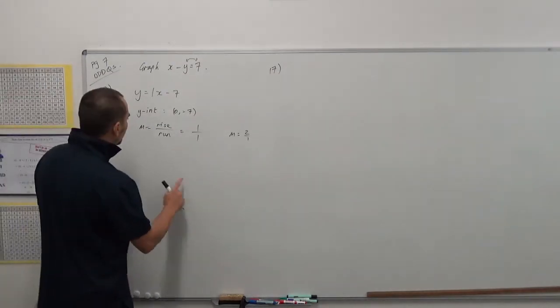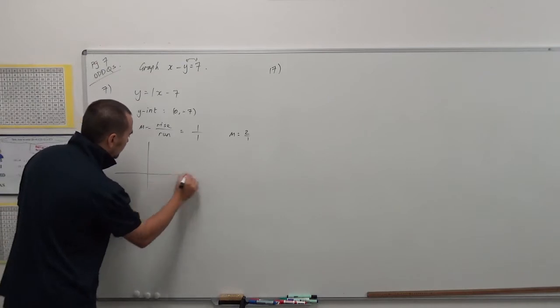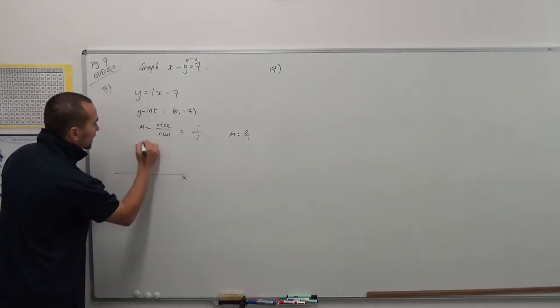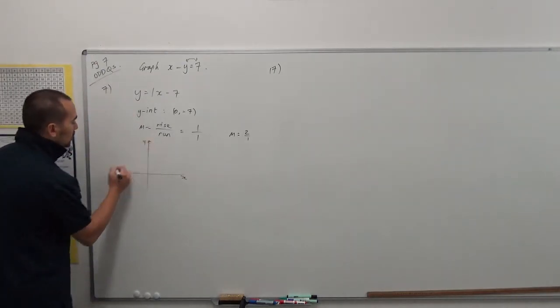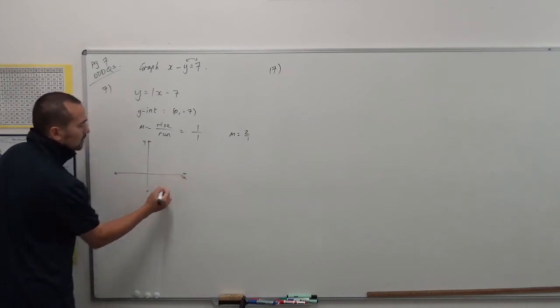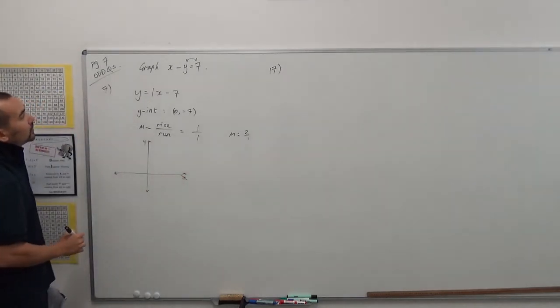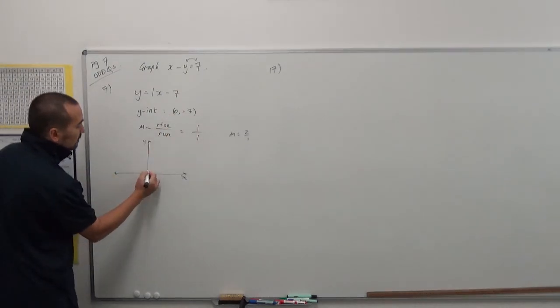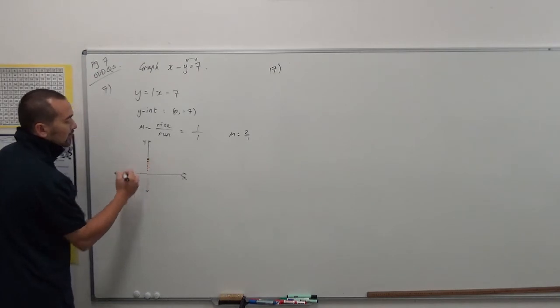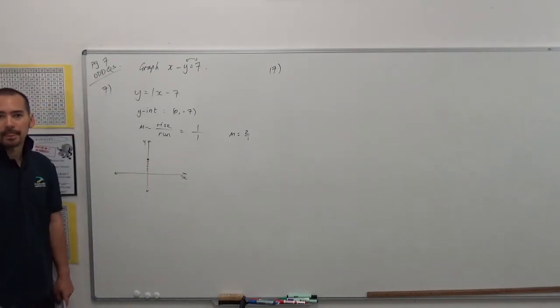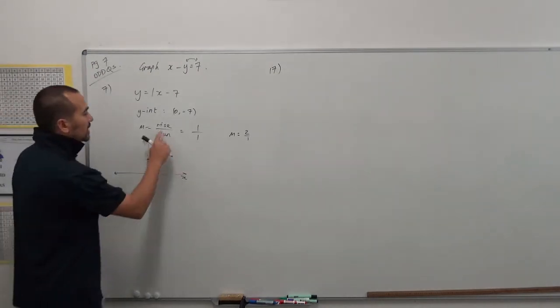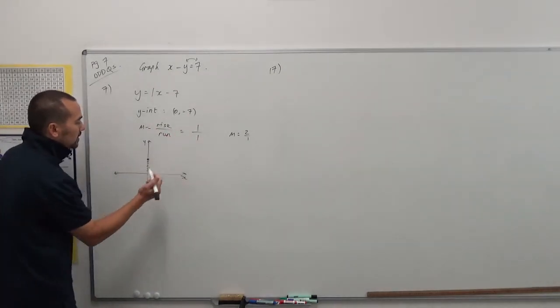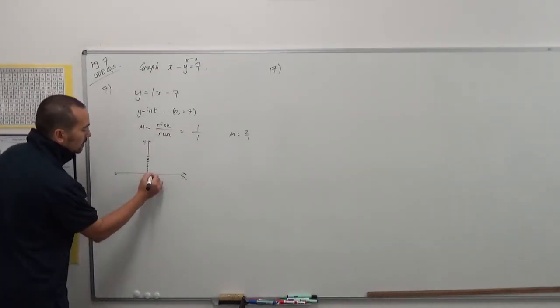Alright, so ready to graph it, label the x-axis, the y-axis. All axes should have arrows on them. And we're going to start at the y-intercept, which is 0, 7. 1, 2, 3, 4, 5, 6, 7. And there's your first coordinate. Okay. The rise is 1, the run is 1, so that means we go up 1, across 1.